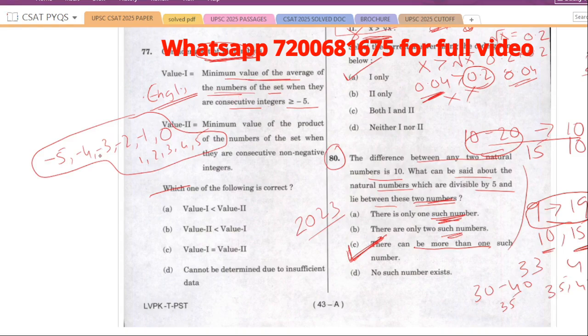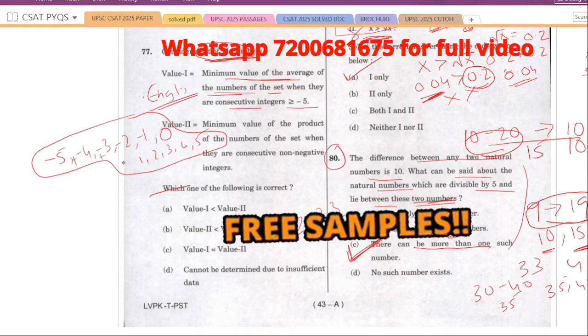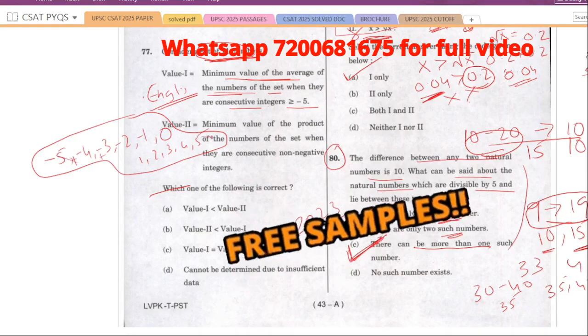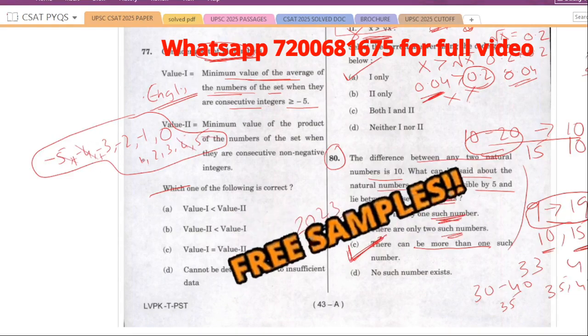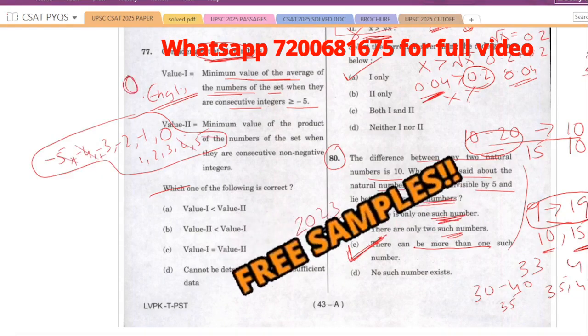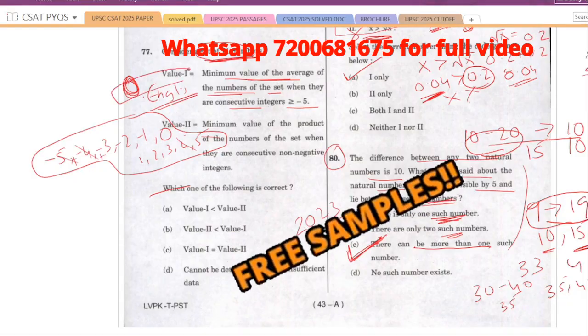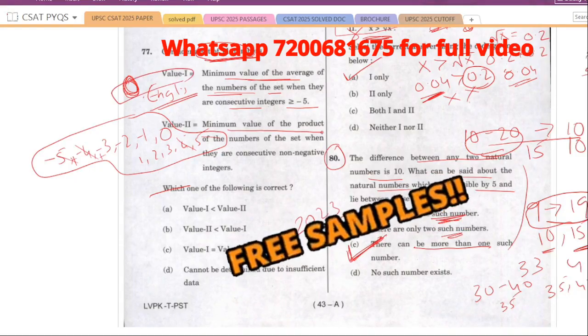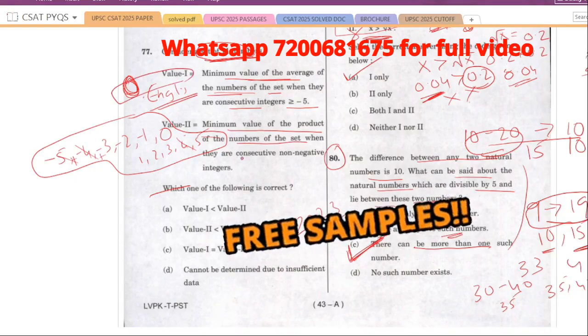So when you take the average, you have to obviously add all of these. But when you add all this, what will happen? Minus 5 will cancel with plus 5. Minus 4 will cancel plus 4. So the total will become 0. Value 1 is 0.